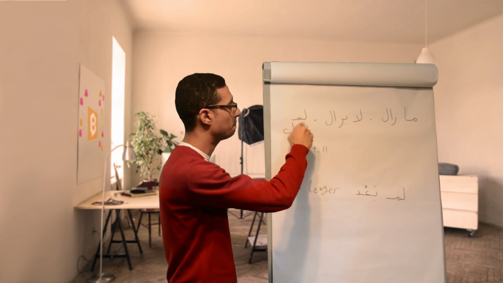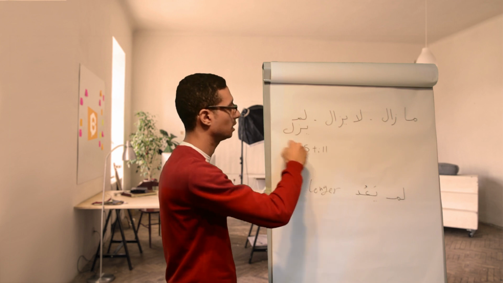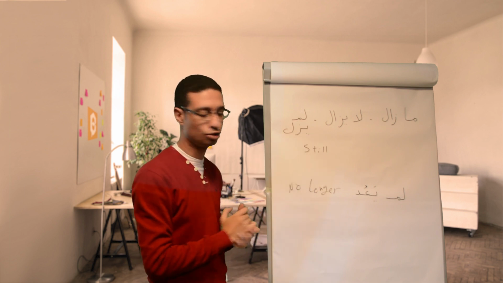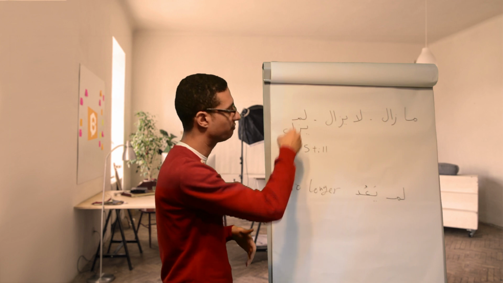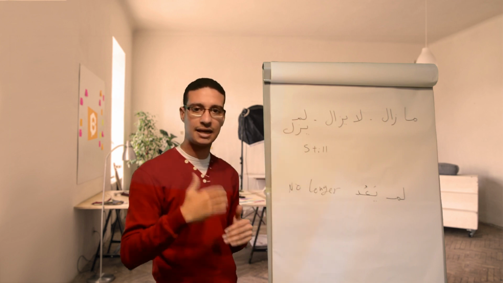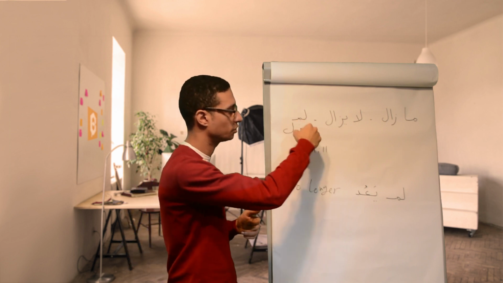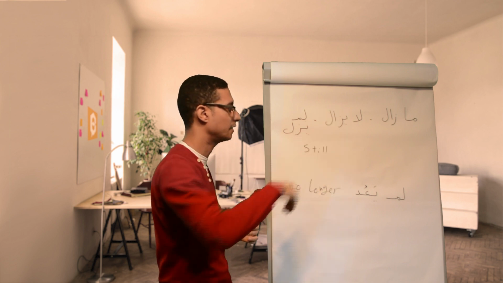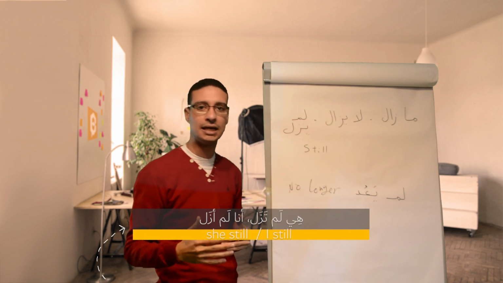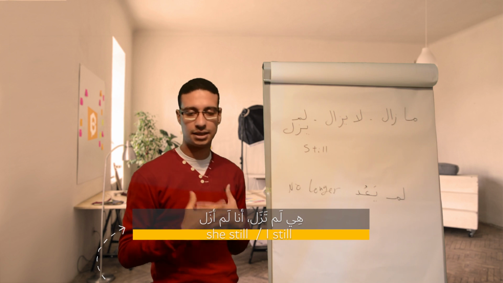Another way is to use lam with the verb conjugated in the present tense, but we remove the vowel, like lam yazal, ana lam azal, because after lam we remove the long vowel, the alif. So lam yazal, hiya lam tazal, ana lam azal.